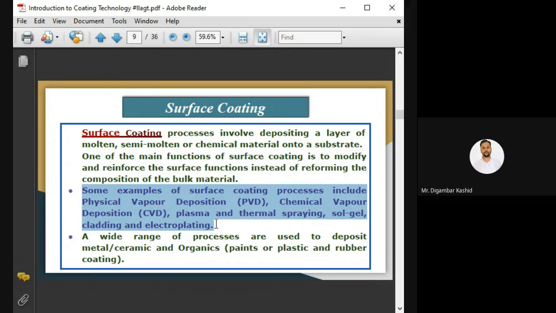Normally, a wide range of processes are used to deposit metal or ceramic, or we can say metal as well as non-metal, on our products. So to deposit metal, ceramic, and organic materials, we have different surface coating processes. Organic means paint, plastics, and rubber coating. So paint technology, or oil paint technology, is also another stream of surface coating.